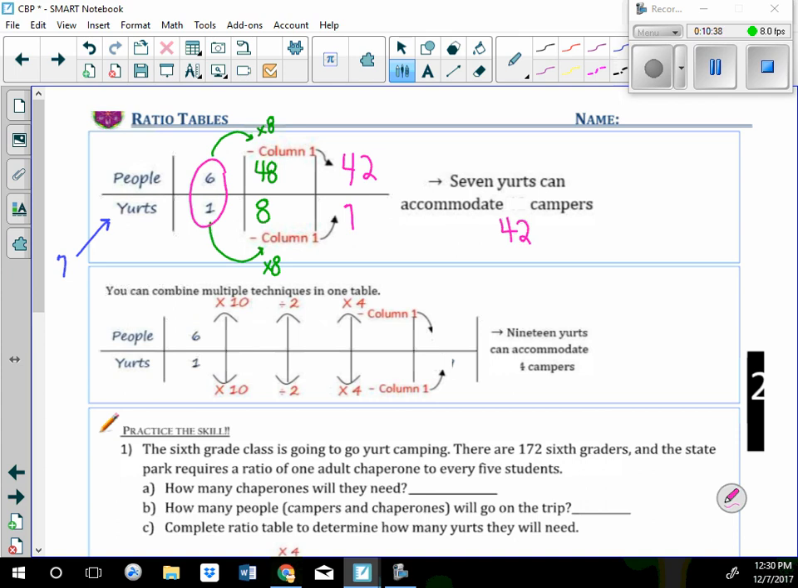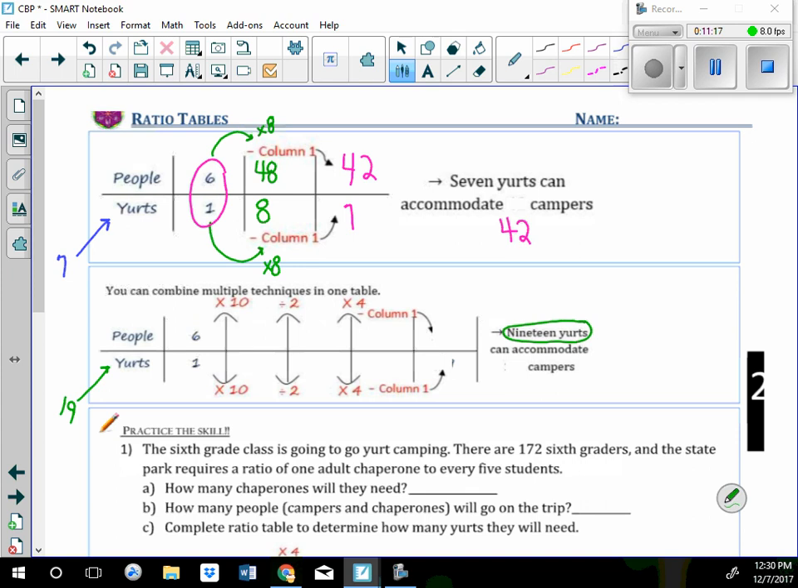All right. I want to show you that we can put a lot of different techniques together. So this says you can combine multiple techniques in one table. So my goal is to get to 19 yurts. Okay? I want to get to 19 yurts right here. And I'm going to put this little arrow to remind me that I'm trying to figure out how to manipulate my table to get to 19. Okay? All right. Wouldn't we just do 8 times 2 plus 3? You could do that. Yeah.